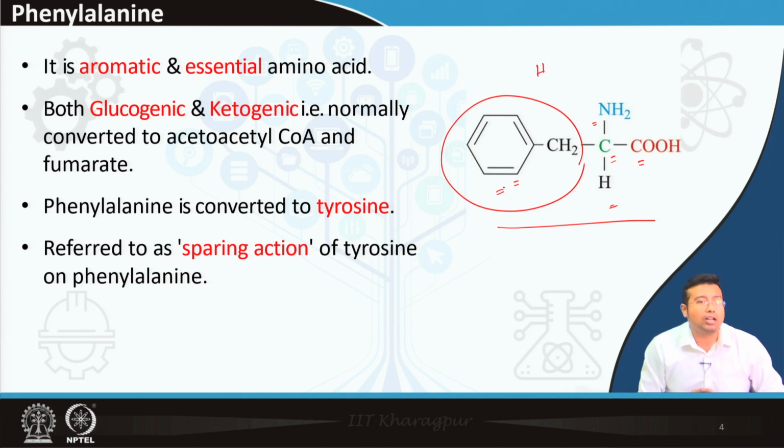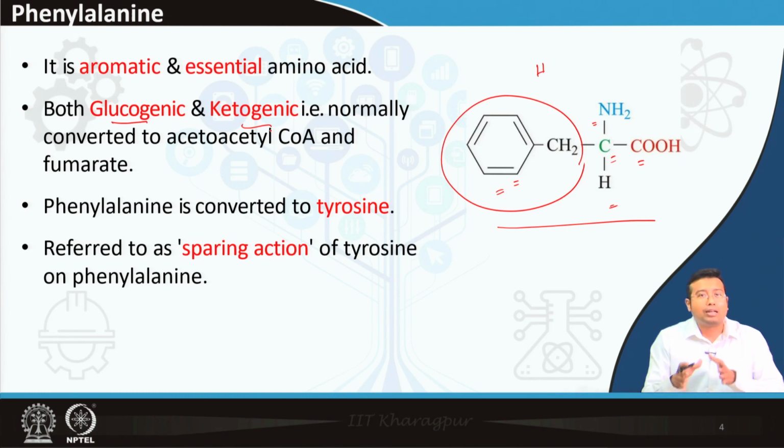Again, essential amino acid means there is no synthesis of phenylalanine in our body. We must have phenylalanine from diet. Mind it, whenever we are discussing an essential amino acid, you do not need to read about synthesis because they are not synthesized in our body. Whenever we are reading a non-essential amino acid, synthesis of that amino acid is a must, right, for your exam purposes. The metabolic fate, this being both glucogenic as well as ketogenic.